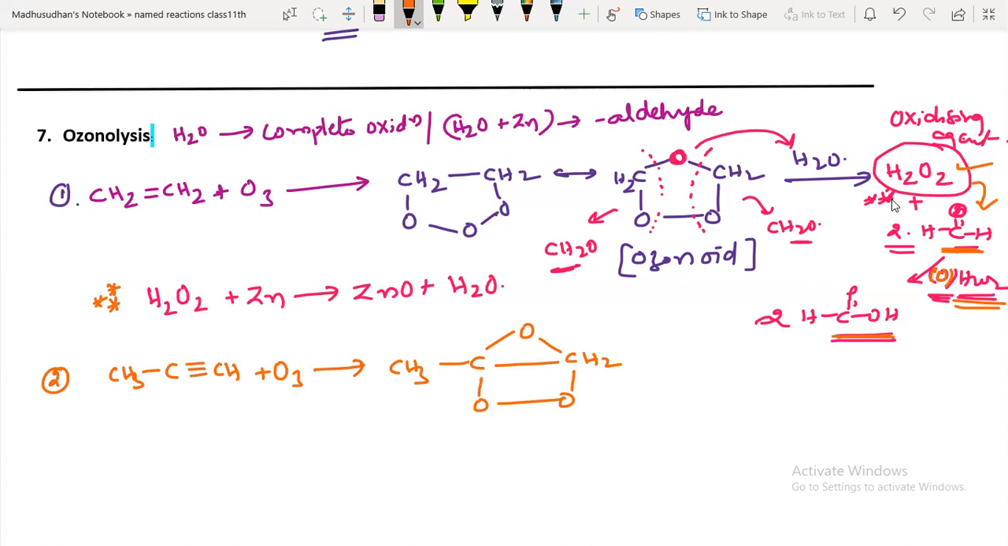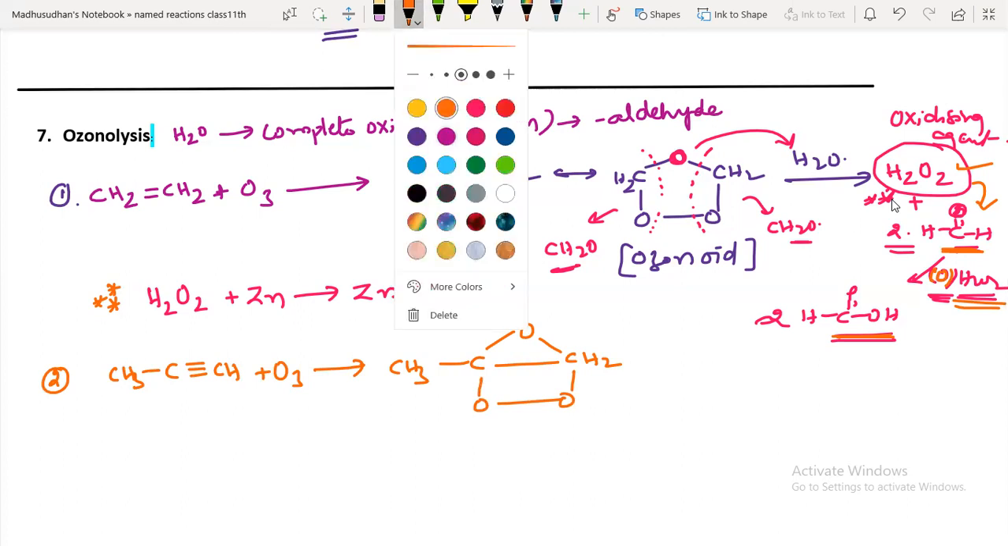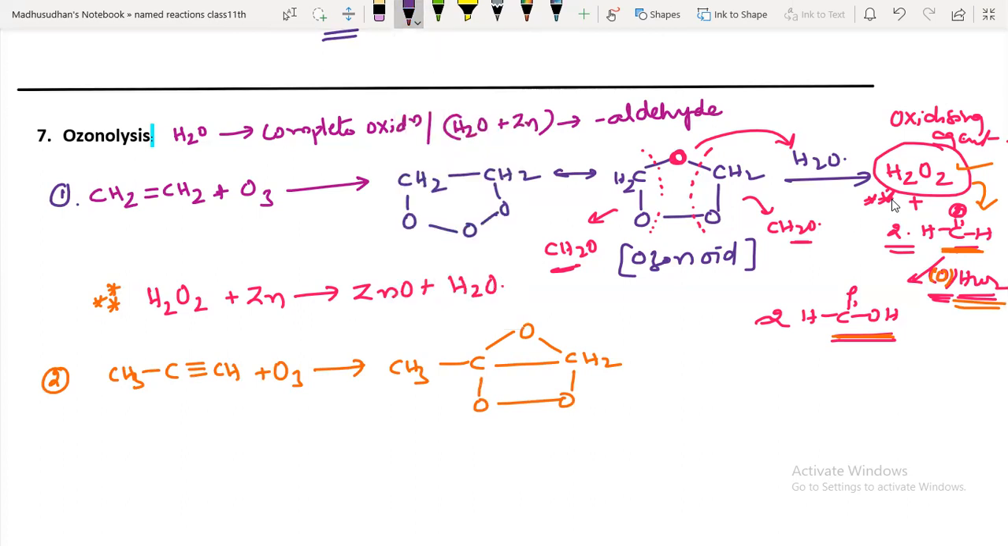This is the intermediate ozonide forming. In this, listen carefully. Now I am doing hydrolysis. Hydrolysis will break this, okay? This oxygen will go and attach with water and it forms hydrogen peroxide, first thing.